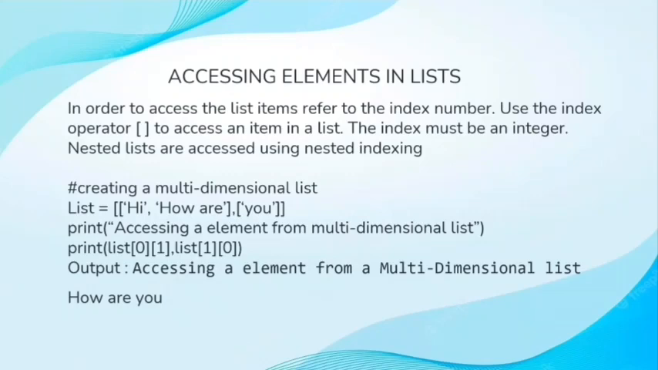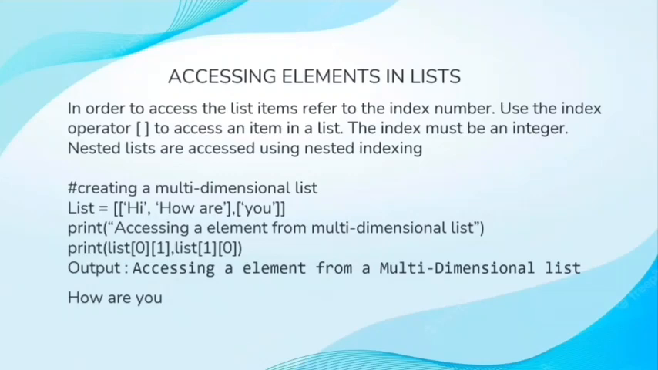Now here we shall discuss an example of creating a multi-dimensional list. In this list we have 2 sublists. In the first sublist we have 2 elements. The first element is hi and the second element is how are. And in the second sublist we have only one element, that is u.